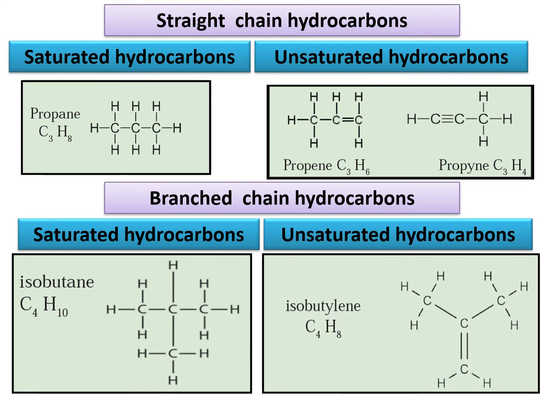Let's move to unsaturated. The unsaturated hydrocarbon is isobutylene. Why isobutylene? Because it is in branched form. It could be shown in a straight chain, but it is shown in the branched format, and that is why it is isobutylene. There is a double bond between carbon and carbon, and that is why it is an unsaturated hydrocarbon.